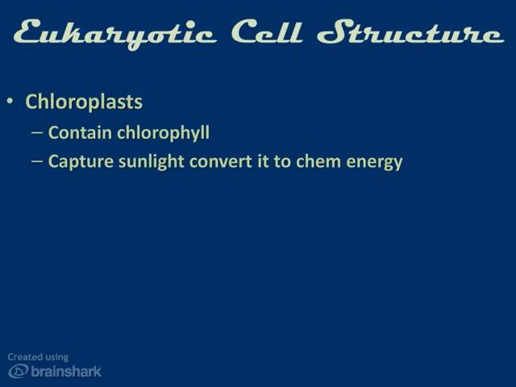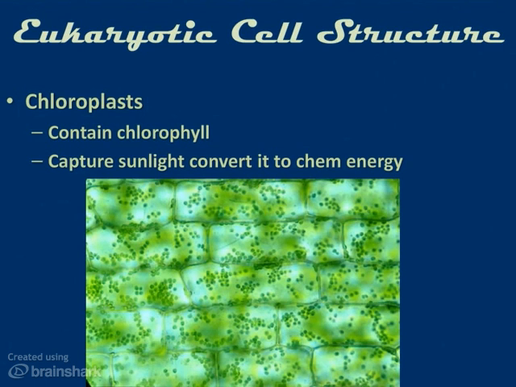Chloroplasts are found only in plant cells. They contain chlorophyll and they capture sunlight, converting it to heat energy and allowing the cell to convert water and carbon dioxide into a chemical known as carbohydrates. We see the chloroplasts as the green little dots in these plant cells. Think about what life would be like if chloroplasts did not exist at all. Pretty scary.